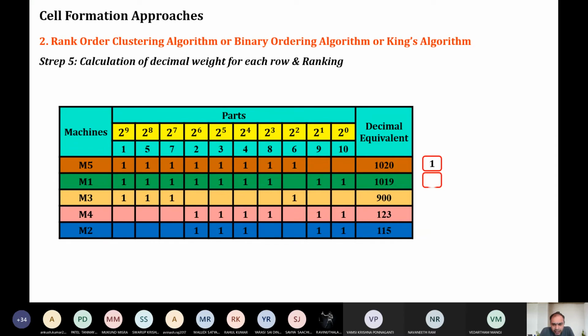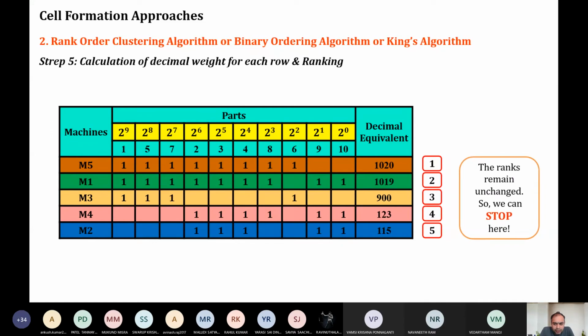So when I rank it, it's going to be 1, 2, 3, 4 and 5. So what happens? The rank remains unchanged, so we can stop here. Okay, so this can happen in the second iteration itself, or there may be a chance that after doing this, if this condition is not satisfied, or if there is some possibility of rearrangement, what will be the next step?